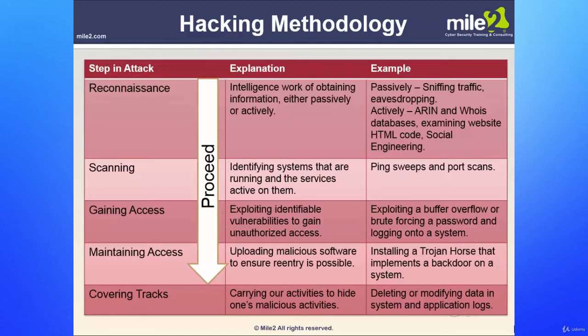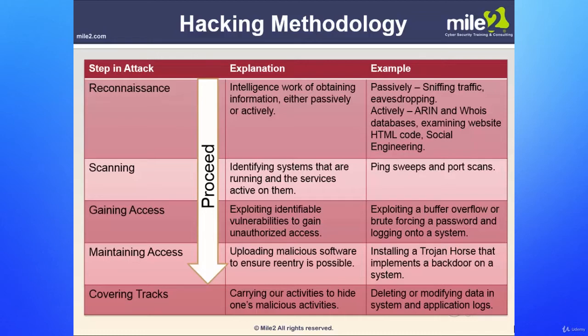All right, maintaining access is the fourth phase. This involves uploading malicious software to ensure re-entry is possible. Here we do this by installing Trojan horses that implement a backdoor on the system, for instance. So we'll talk about Trojan horses, rootkits, things of that nature. And then we also mention things like steganography and things like that too.